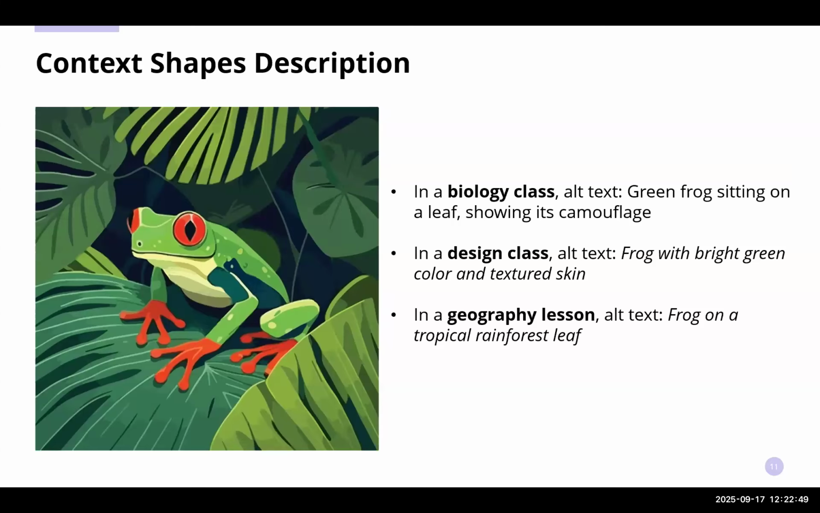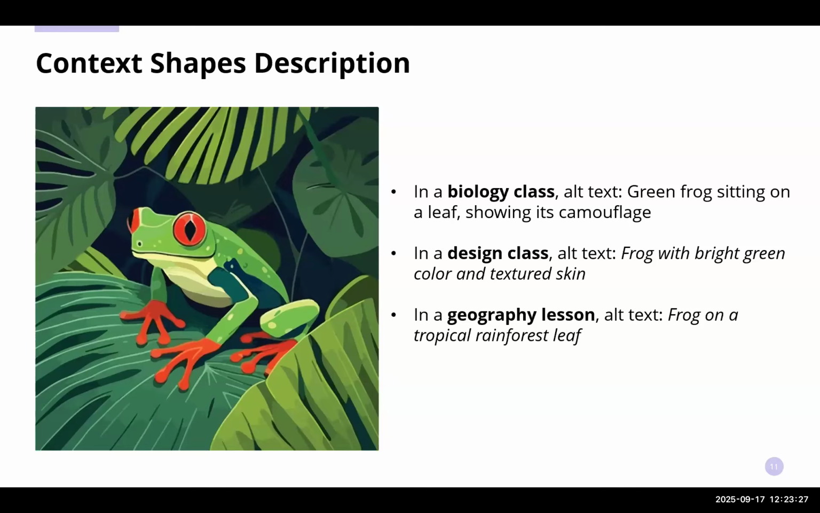One of the most important and often overlooked principles of writing alt text is that it should always match the context in which the image is used. The same image might need a completely different description depending on the subject, the learning goal, who the audience is, and many other factors as well. Take this image for an example. The picture stays the same, but how you describe it changes based on what you're teaching.